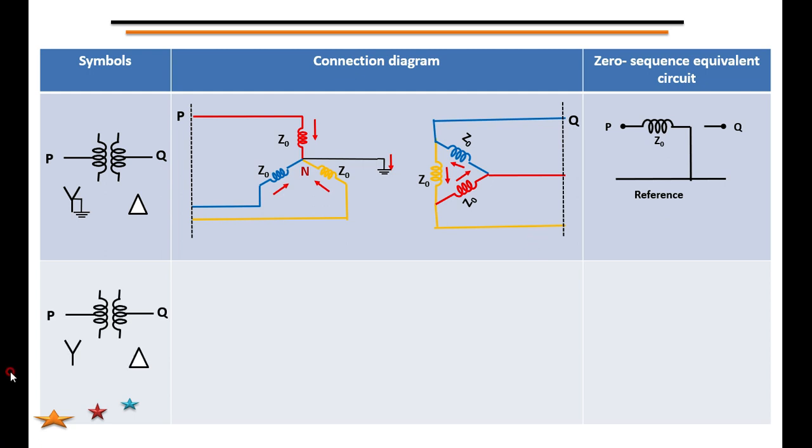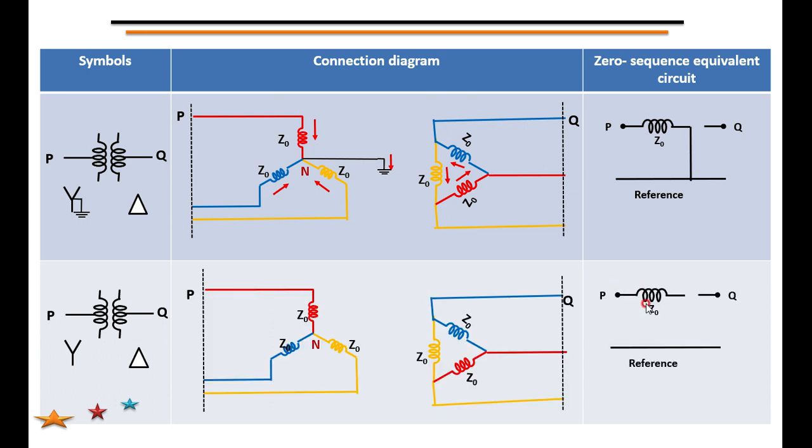Then in the case of star delta, there is no flow of zero sequence current because neither side is star grounded, and it is connected in delta. Therefore there is no existence of zero sequence current itself, so you can show the break between P and Q here. There is no flow of current towards the ground because it is not grounded. That is what we are seeing.